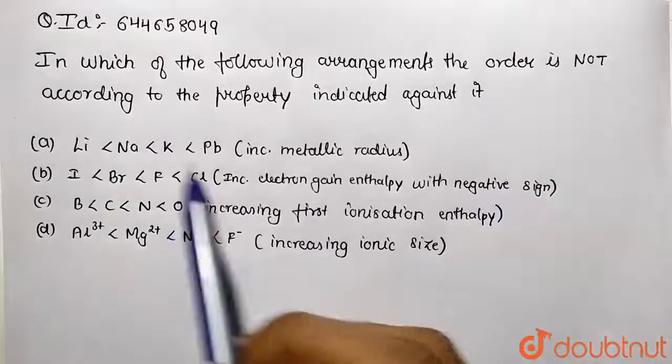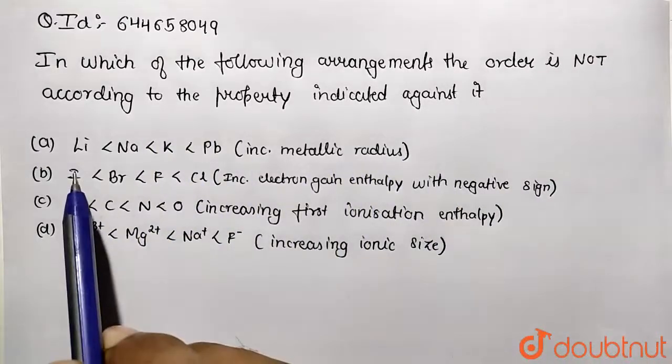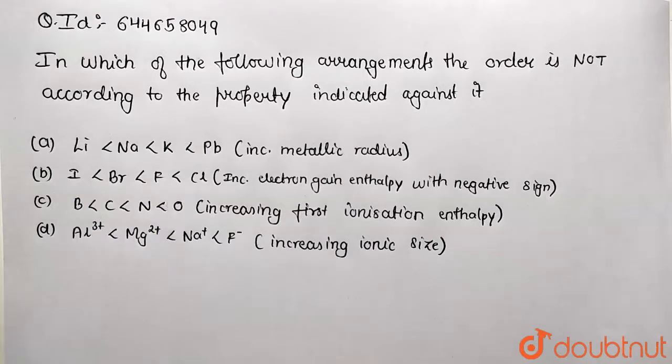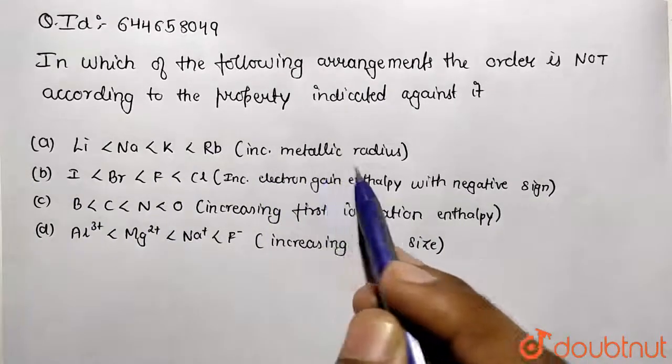Hello students, in this given question, we need to understand in which of the following arrangements the order is not according to the property indicated against it. So this is lithium, sodium, potassium, then we have rubidium. So they are telling increasing metallic radius.